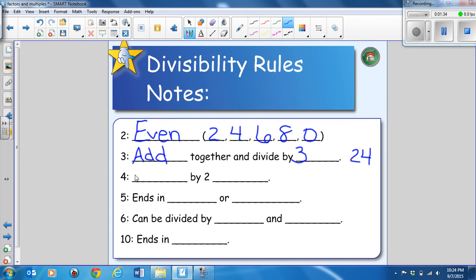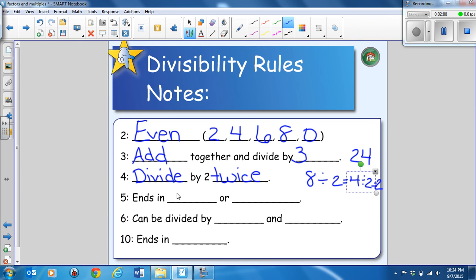4. If we can divide by 2 twice. So if we can divide by 2 two times in a row, then it's divisible by 4. So let's look at an example. 8. We can say 8 divided by 2. That's going to give me 4. And then we can say 4 divided by 2. And that's going to give me 2. So that 8 is divisible by 4. 8 divided by 4 is 2.